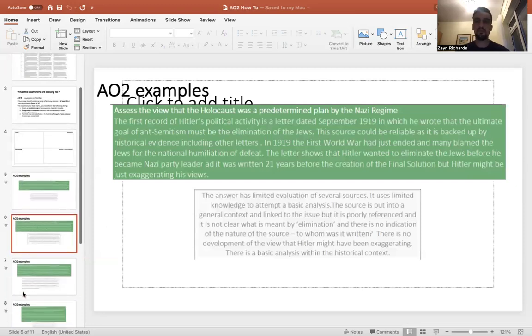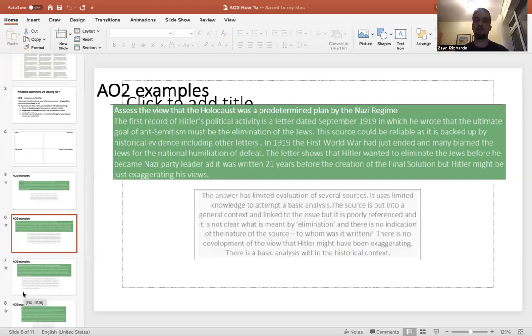Pause the video. Okay, so this one is a level 2. This one is level 2 with the potential to be much higher. What's letting the student down here is the lack of content. So they've not given any quotes or any information about this letter. They've said the first record of Hitler's political activity is a letter, but not given a quote. What is this letter? Where is this letter coming from?